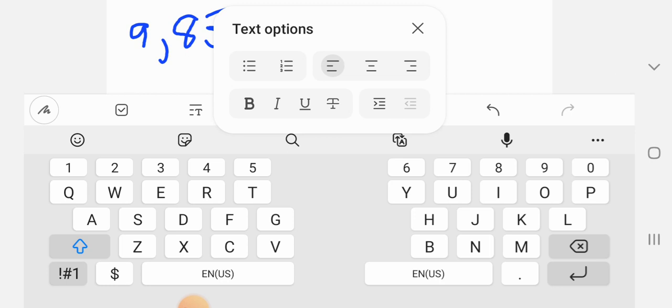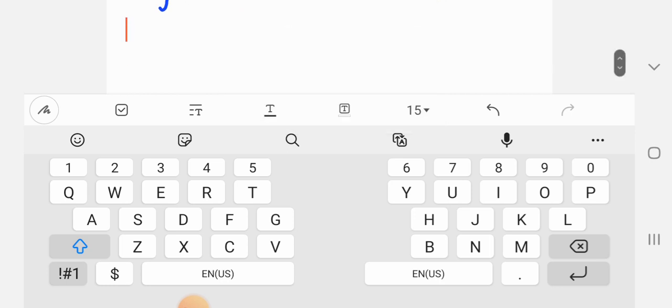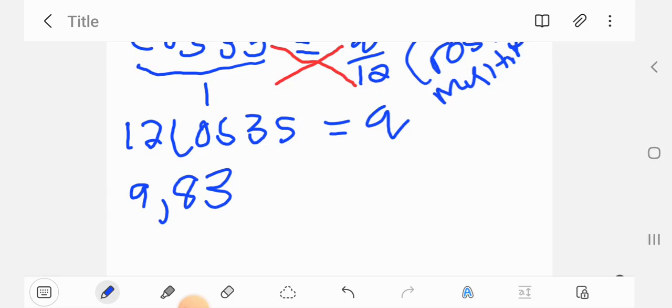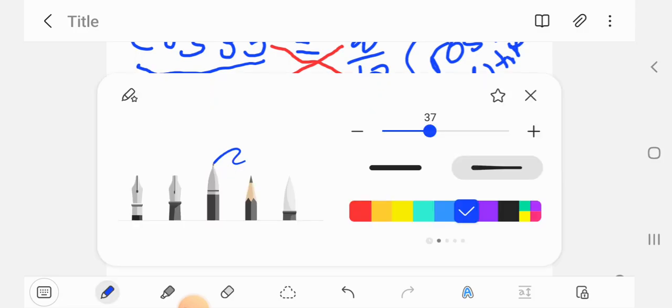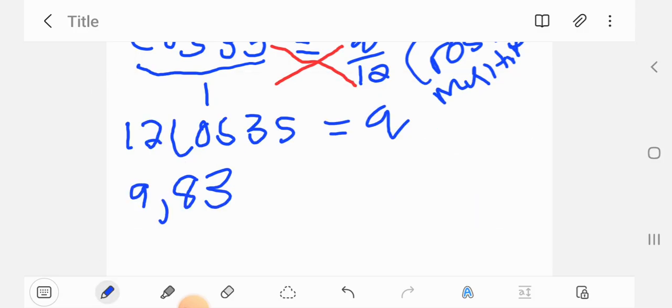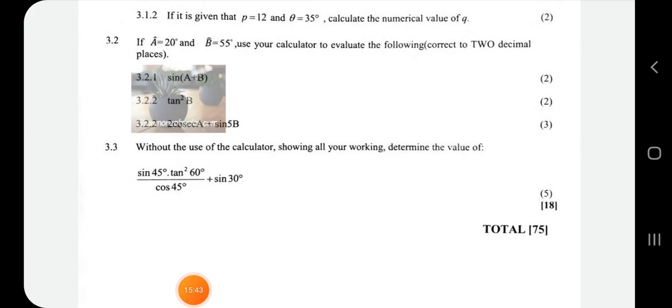Yeah, so let's look at other answers. Let's look at 3.2. I'm not going to come back here, I'm just going to answer them separately. We have that angle A equals 20 degrees and angle B equals 55 degrees. Use your calculator to evaluate the following. Correct to 2 decimal places, they have told you here.